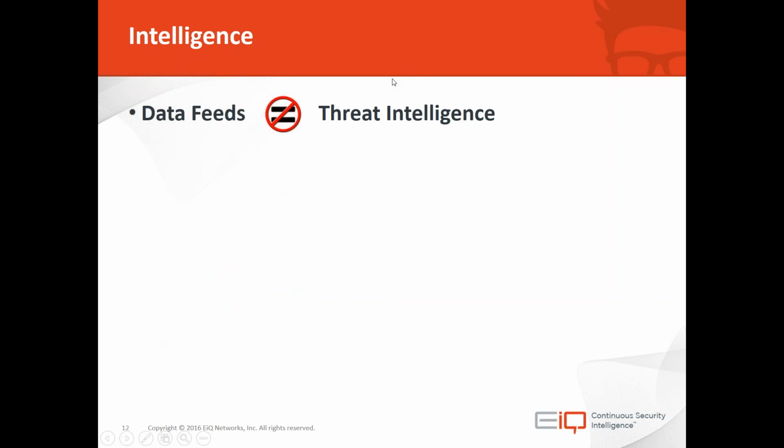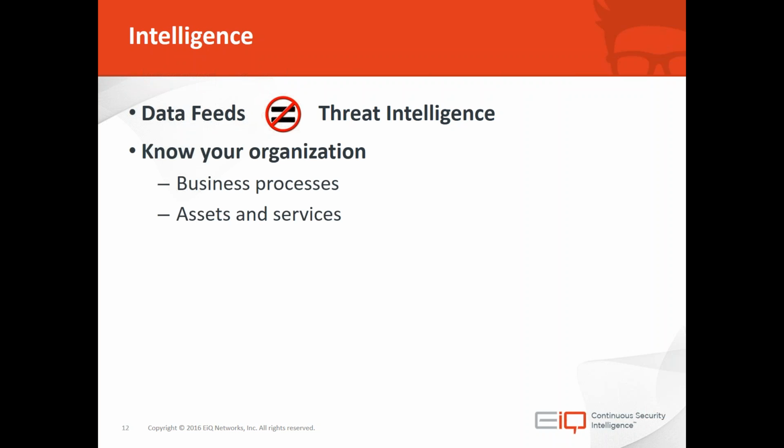And then just in summary, a little bit more about threat intelligence and the intelligence part of it. Again, I just want to emphasize data feeds do not equal threat intelligence. If there's human analysis involved, you really do need humans involved in processing this data. And you really need to know your organization. You need to understand your business processes, understand your assets, what services are running within your network. That'll help you make full use of the threat data that you have.